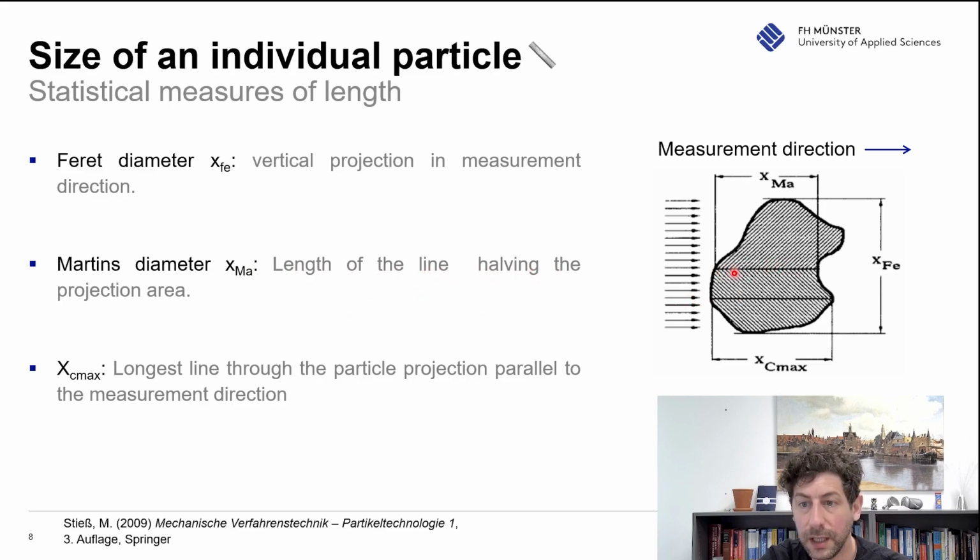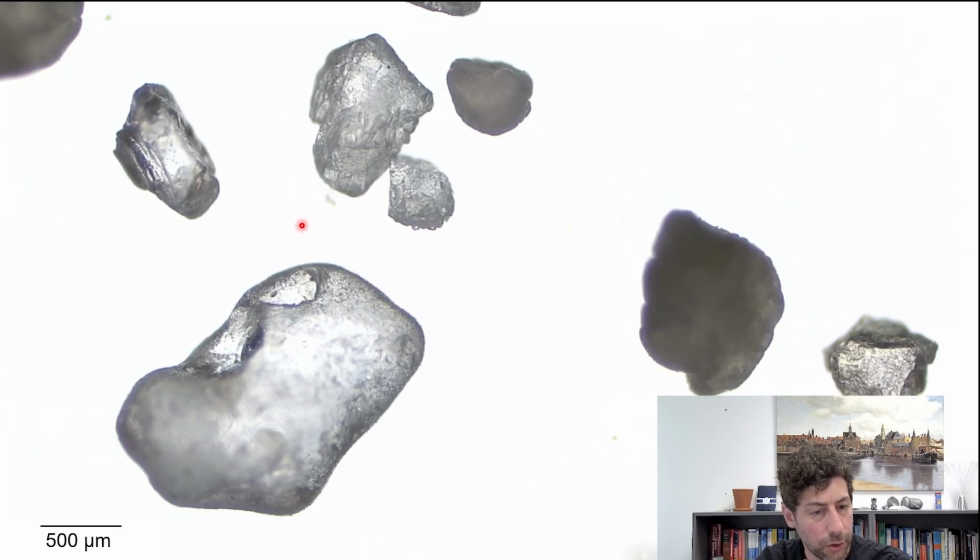So we have it here, right? Halving the projection area in the middle. And then we have the longest line through the particle projection parallel to measurement direction. These two are not so often used. The Feret diameter is really often used, and I would like to show it on this example.